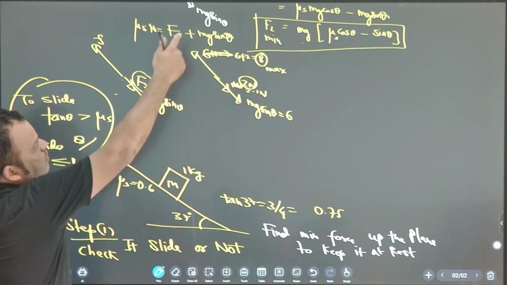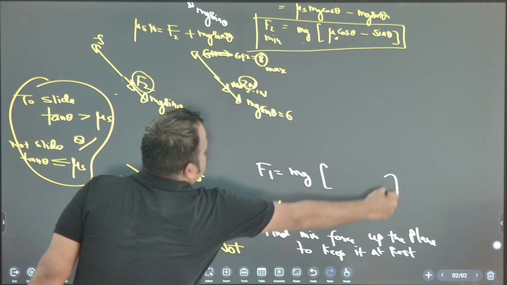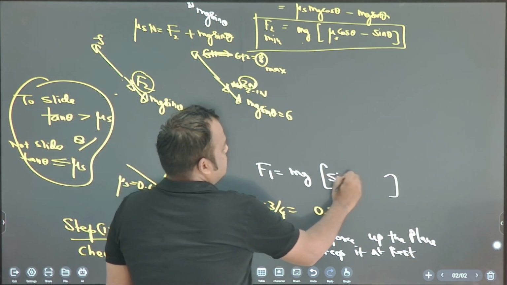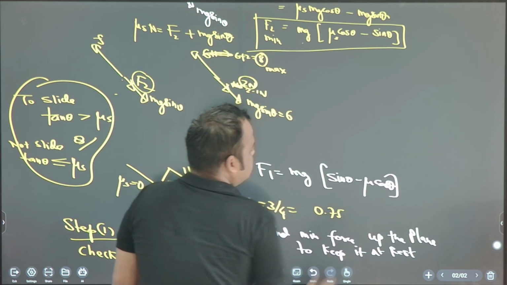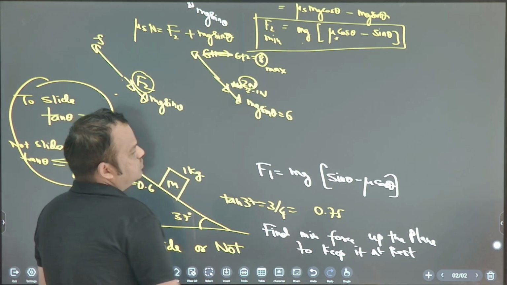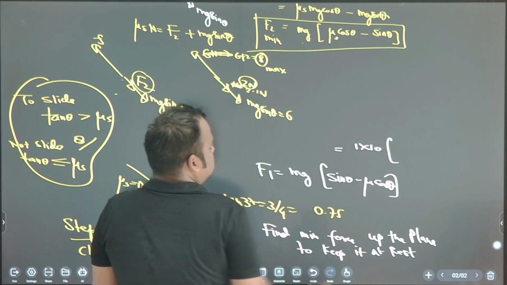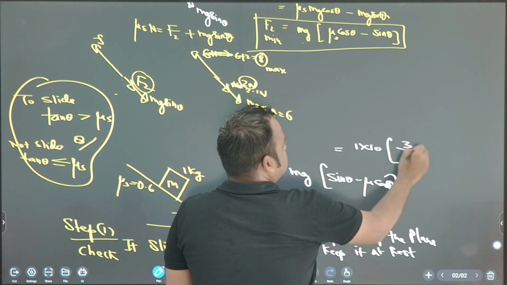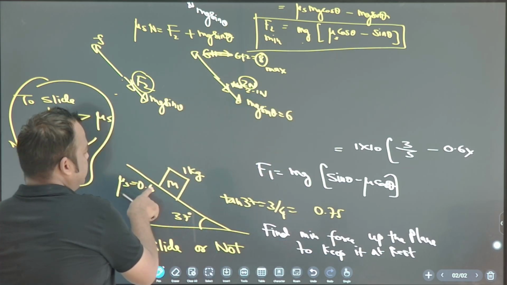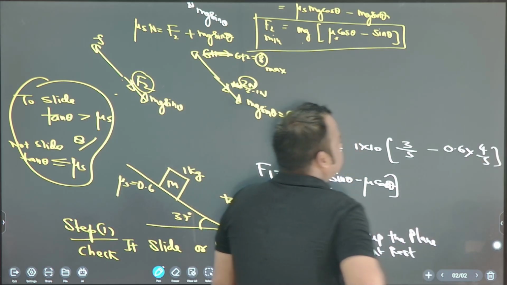You can use the F1 formula. What is the F1 formula? mg common, sin theta minus mu cos theta. Okay, use it. So 1 into 10, sin 37 is 3 by 5, minus 0.6 into cos 37, 4 by 5, correct?